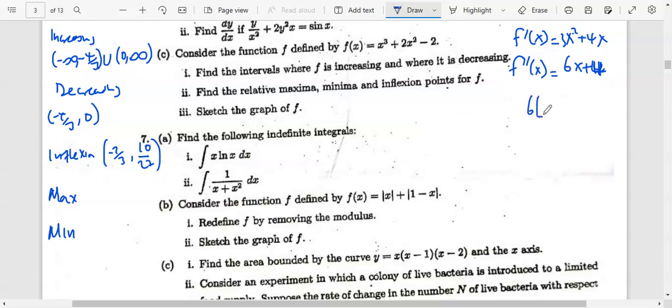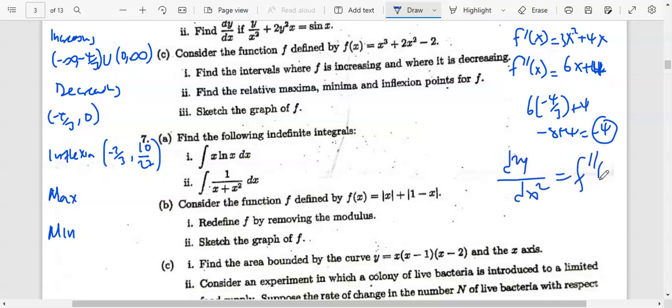The first value I found was negative 4 over 3. Let me put it in the second derivative. That would be 6 times negative 4 over 3 plus 4. This is going to be negative 8 plus 4, which is equal to negative 4. Since the second derivative, d2y over dx2, which we can also call f prime prime of x, is negative, this means it's a maximum. So the maximum is at x equals negative 4 over 3.